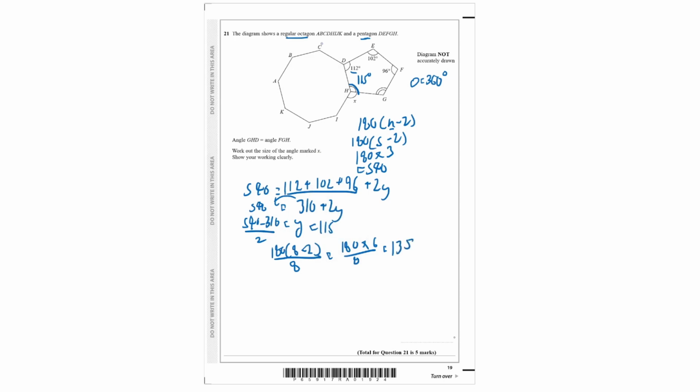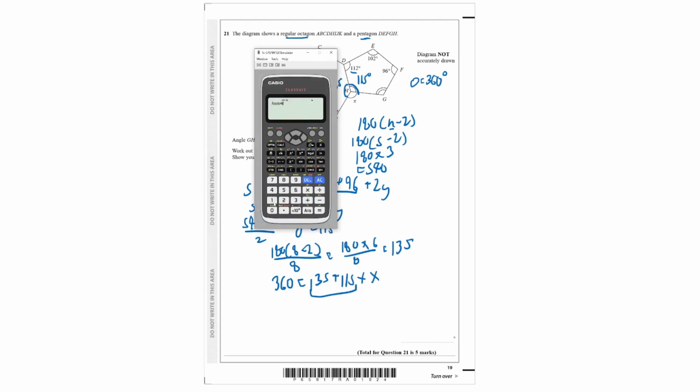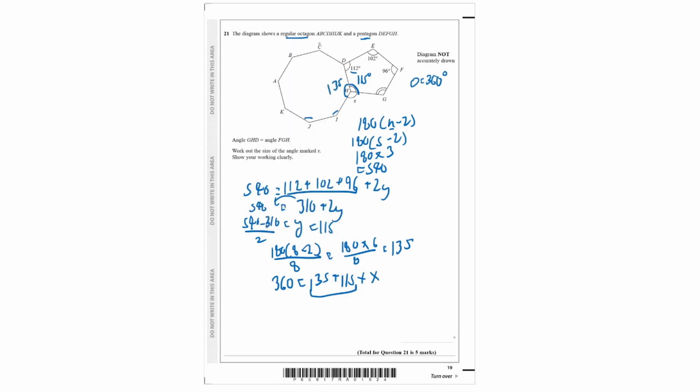And since each angle here is equal, that means that this is 135. Since we know that a whole circle is 360, we can write here 360 is equal to 135 plus 115 plus x. We can combine these, so 135 plus 115 gives us 250. So we have 250 plus x is equal to 360.